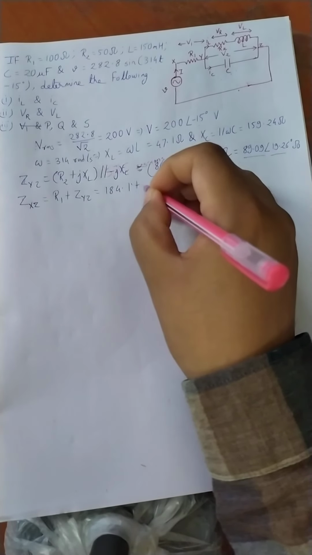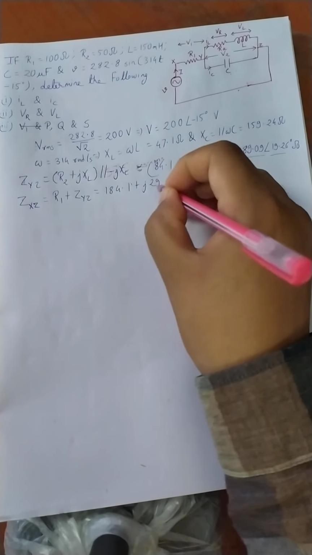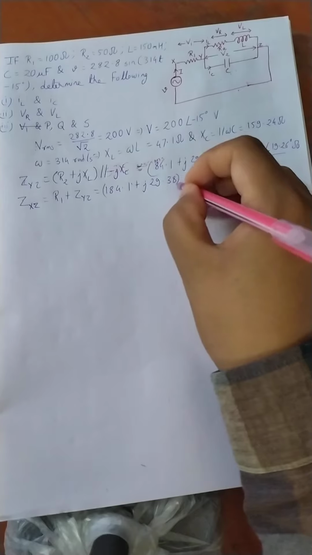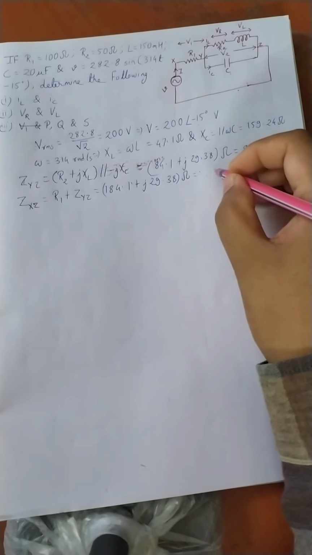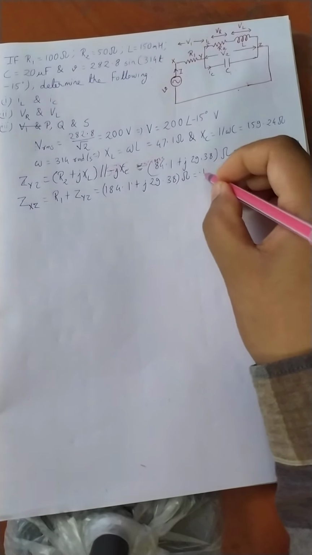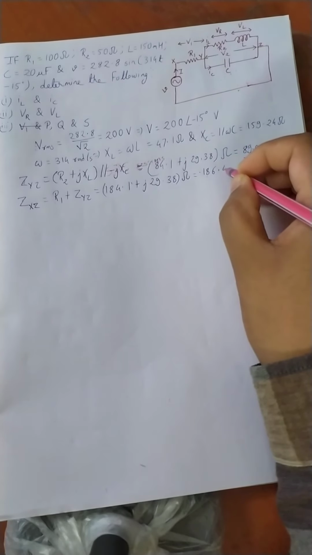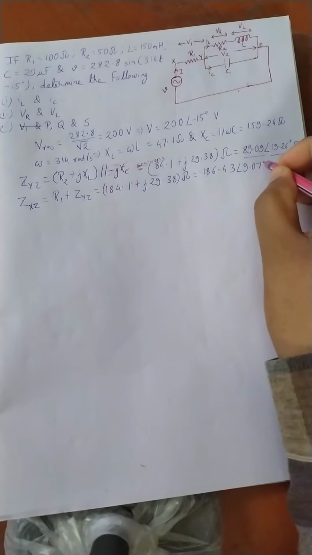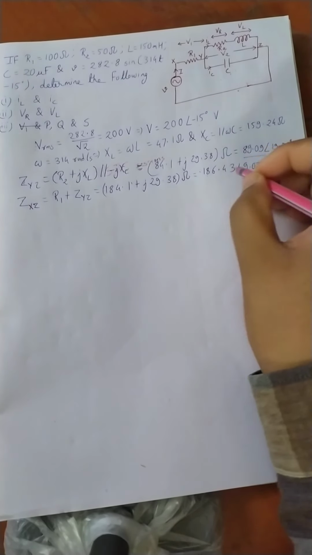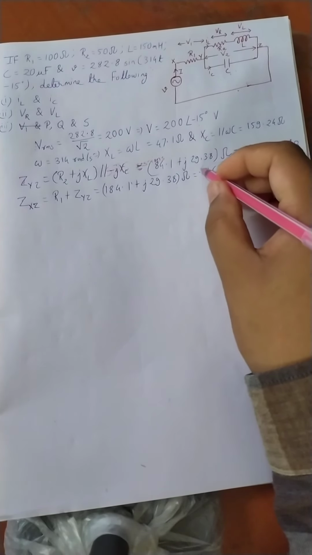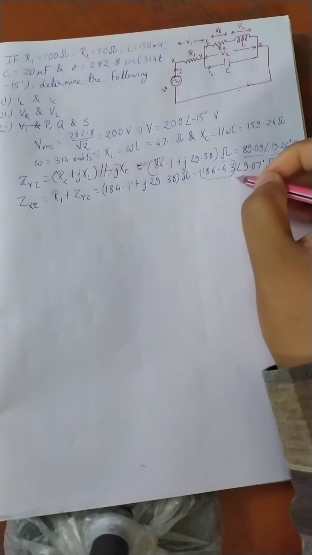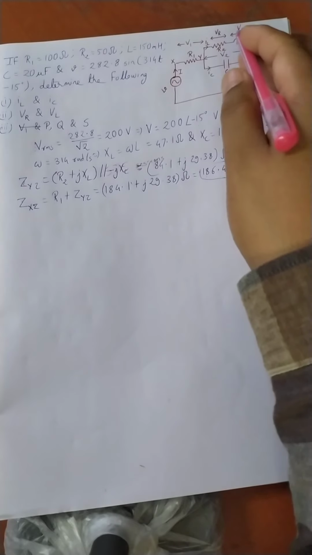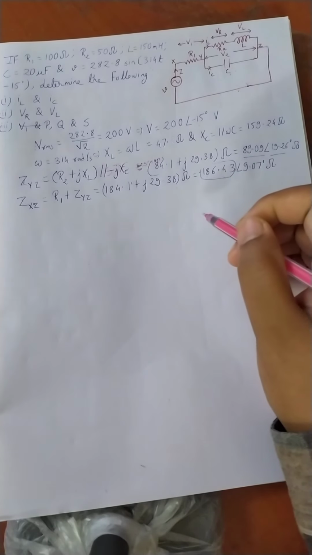184.1 plus j 29.38 ohm in Cartesian form. Now converting it to polar form, we are going to get 186.43 angle 9.07 degree ohm. So this value, 186.43, is basically the effective impedance of this entire combination.